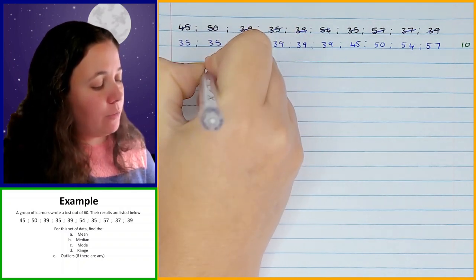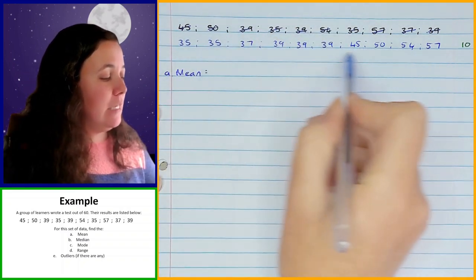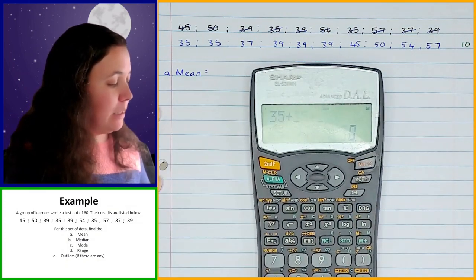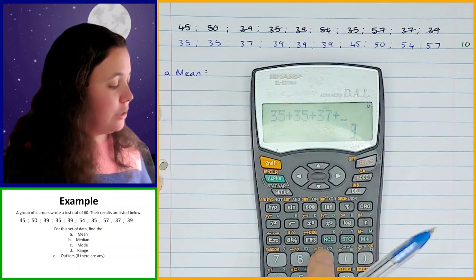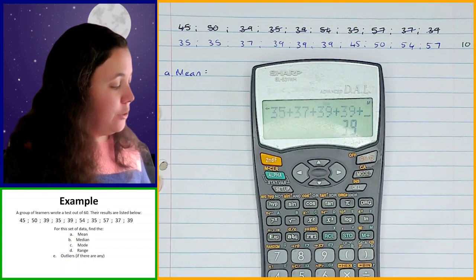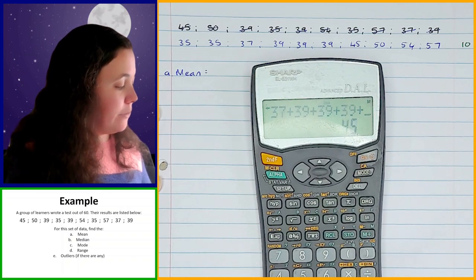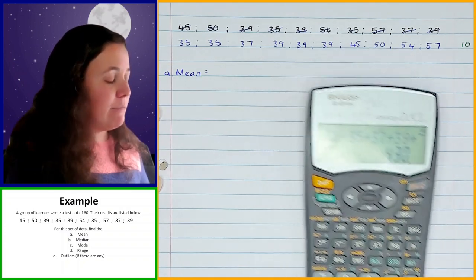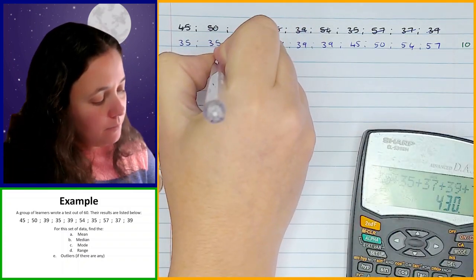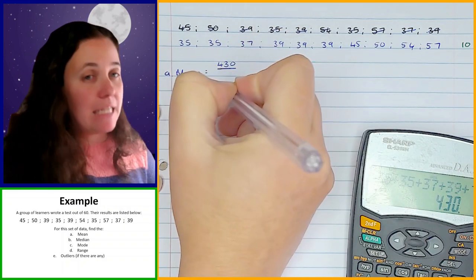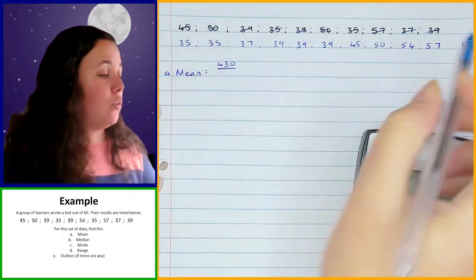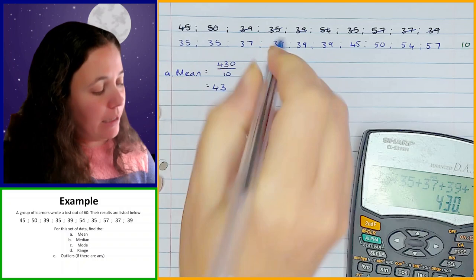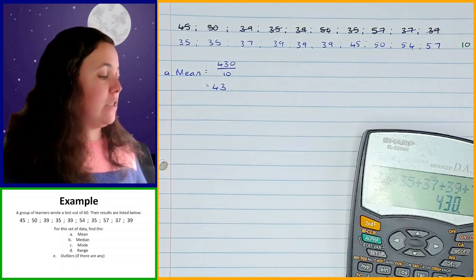So the mean in this example, I'm going to add all of these up, just like I did in the last example. So I'm going to have 35 plus another 35, plus 37, plus 39, plus another 39, plus a third 39, plus 45, plus 50, plus 54, plus 57. And that gives me 430 altogether. I divide that by the number of values that there are, which is 10. And that will give you 43. So your mean for this data set is 43.